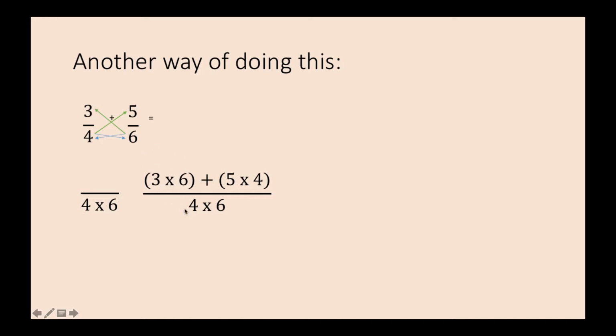Okay, so then we're going to have 24 on the bottom. 4 times 6 is 24, and then 3 times 6 is 18, and 5 times 4 is 20. So we have 18 plus 20, okay, so that gives us 38 over 24. And again, as you can see, that's a top-heavy fraction, okay. Now, it's a bit different, even though it's the same question, we seem to have a different answer. But don't worry, when you get down to the end, it will be the same.